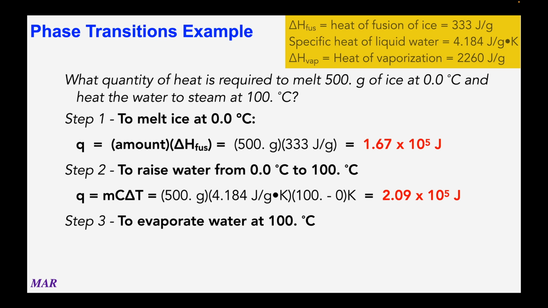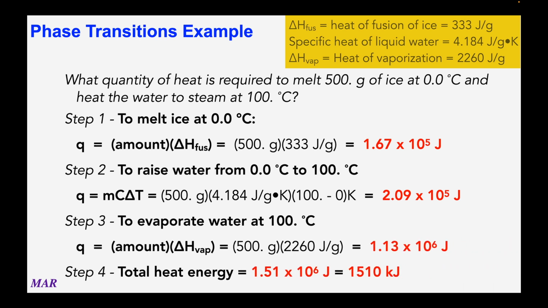And then the final step will be to evaporate the water. We'll have the amount, again, times the delta H of vaporization, in this case 500 grams times that 2260 joules per gram value, 1.13 times 10 to the 6th joules. So the final step, we're going to add the 1.67 times 10 to the 5th number to the 2.09 times 10 to the 5th number, and add that to the 1.13 times 10 to the 6th number. Add those up, you get 1.51 times 10 to the 6th joules.